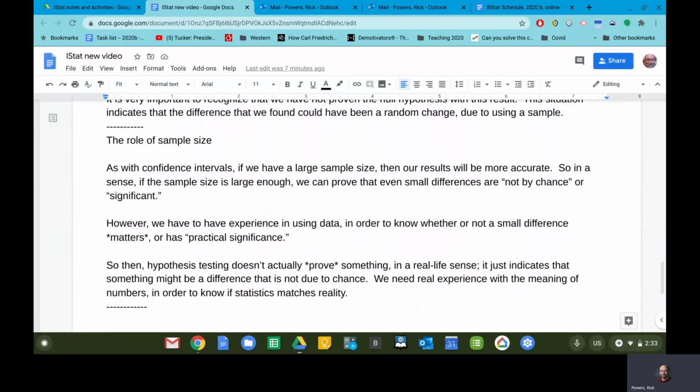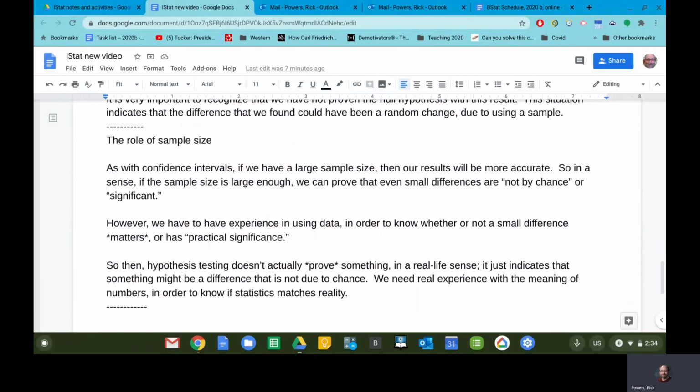The role of sample size. As with confidence intervals, if we have a large sample size, our results will be more accurate. So in a sense, if the sample size is large enough, we can prove that even small differences are, quote unquote, not by chance or significant. However, we have to have experience in using data in order to know whether or not a small difference matters or has practical significance.